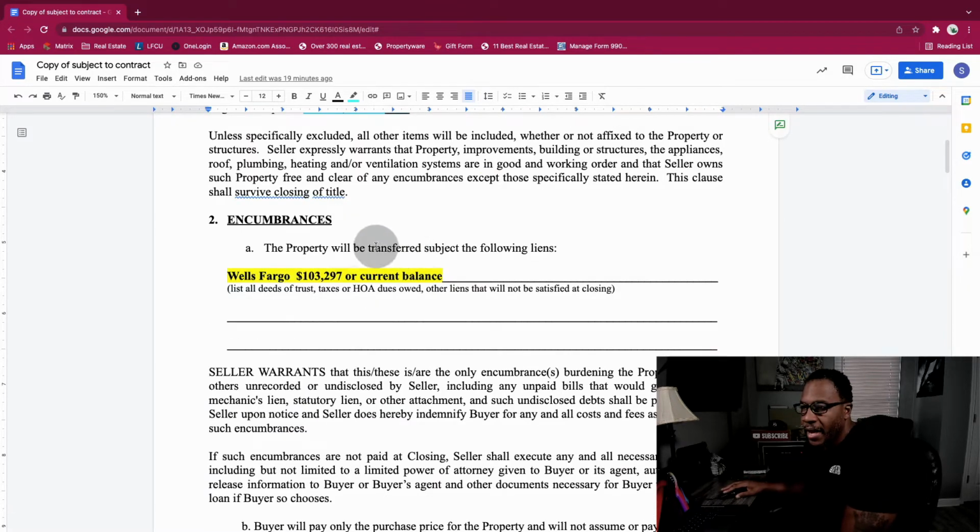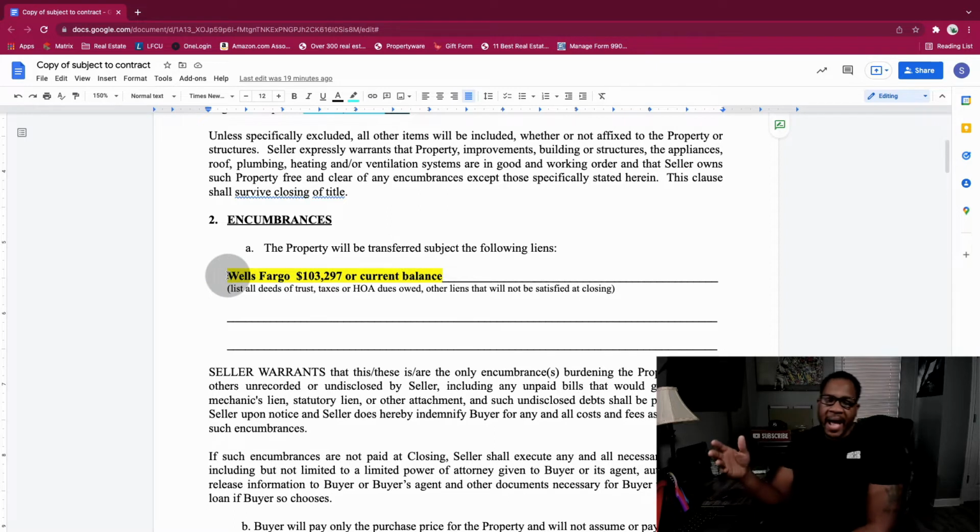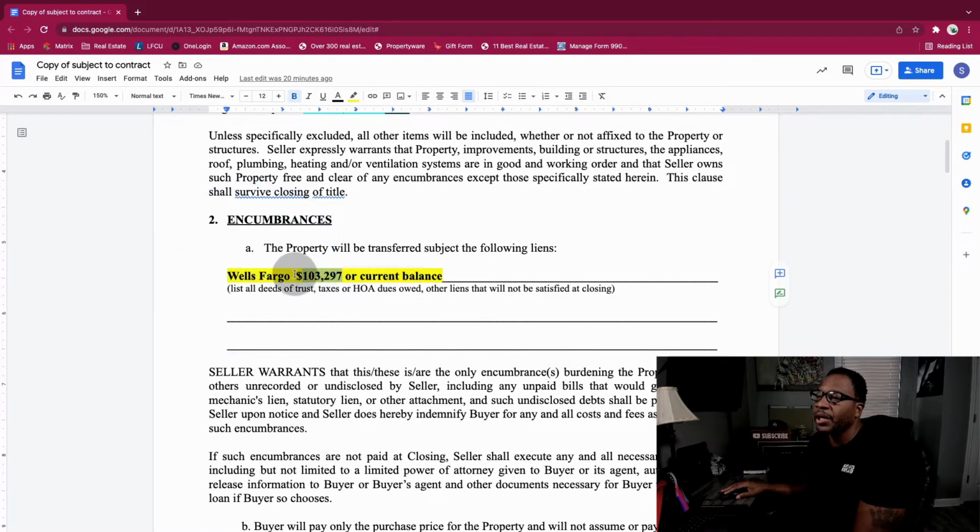Let's hop down. Encumbrances. Now remember, you're buying the property subject to the mortgage, which means it's going to come with a lien or a mortgage. It may have 1 or 2 liens or mortgages, okay? This property had 1 mortgage. So I wrote down the bank of the mortgage. I wrote down how much the mortgage was or current balance.